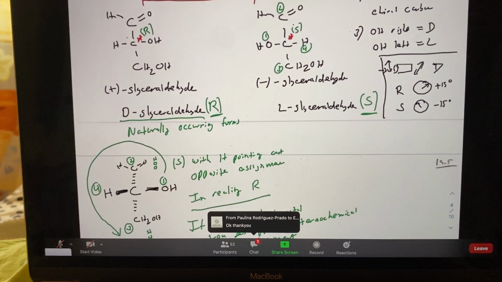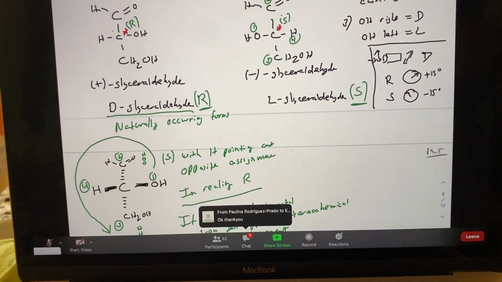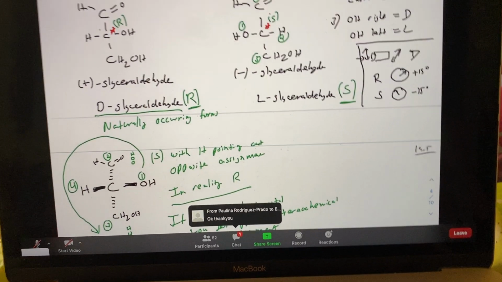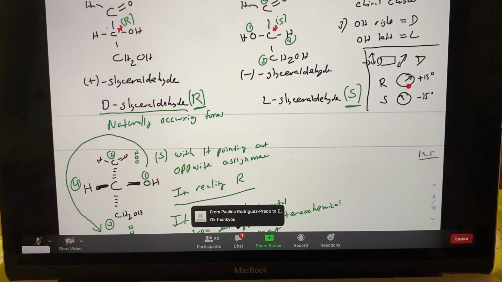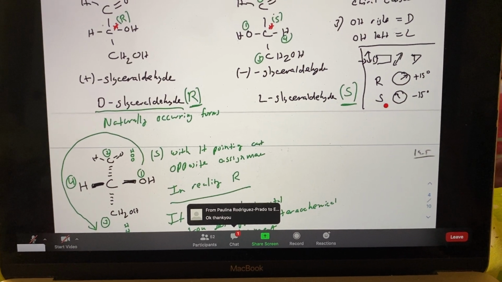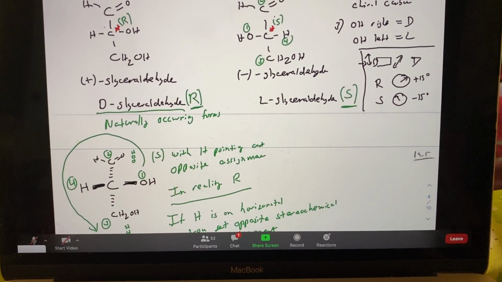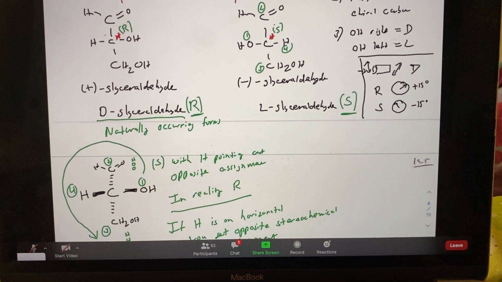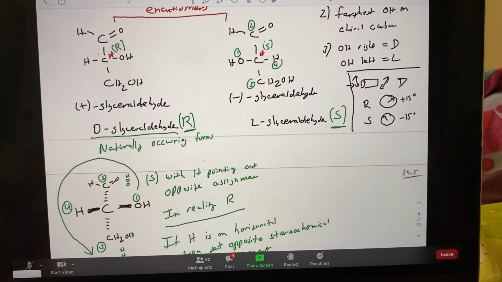Okay. And then, if that all makes sense, one thing now to make it confusing is that R does not necessarily mean rotating to the right and S to the left. It happens to work out in this case, but it's not like that for all compounds. But we're not going to really deal with that.